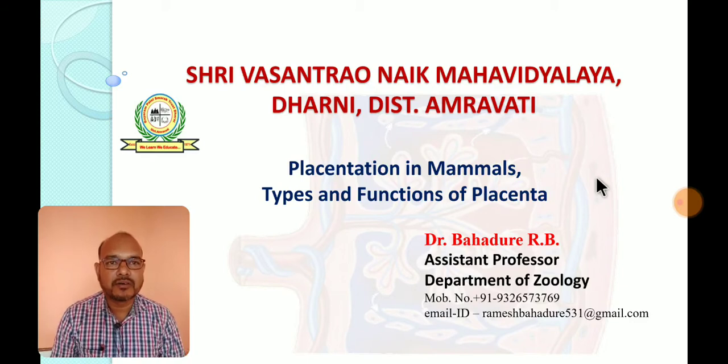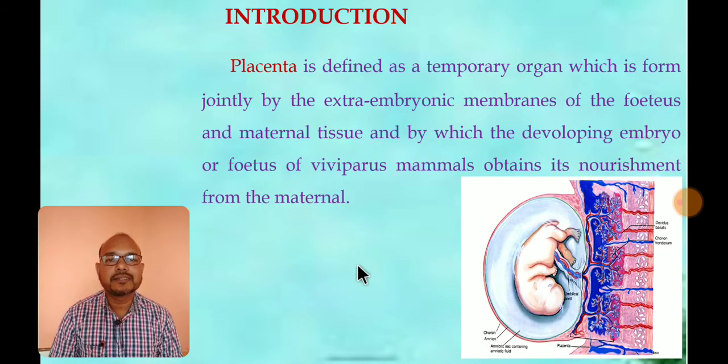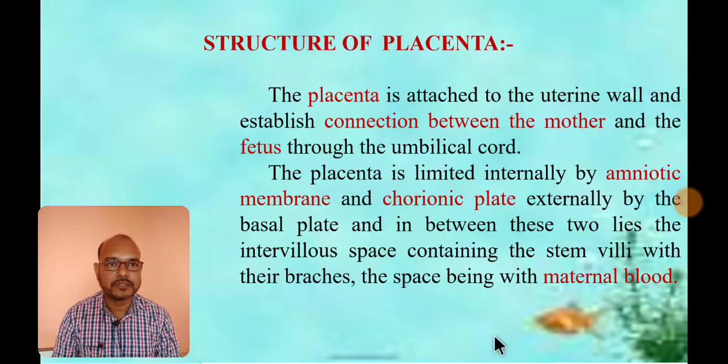Today we discuss placentation in mammals, types and functions of the placenta. Some introductory ideas about the placenta. The placenta is defined as a temporary organ formed jointly by the extraembryonic membranes of the fetus and the maternal tissues, by which the developing embryo or fetus of viviparous mammals obtains its nourishment from the maternal origin.